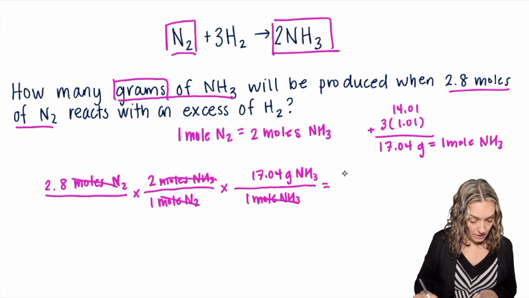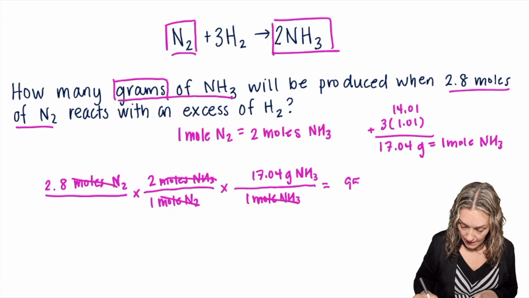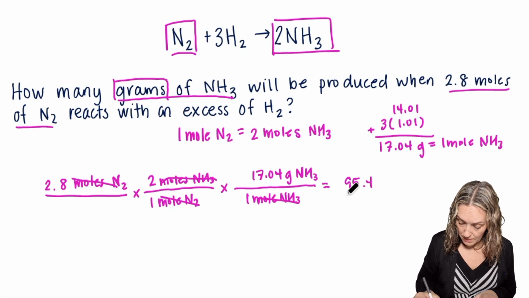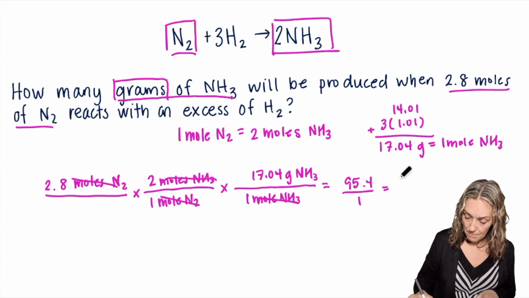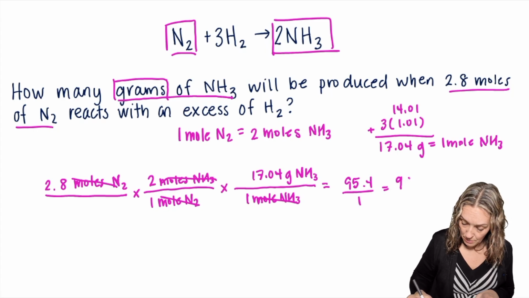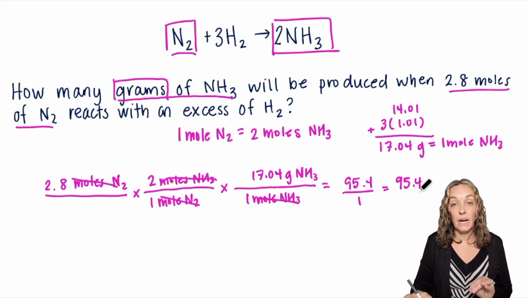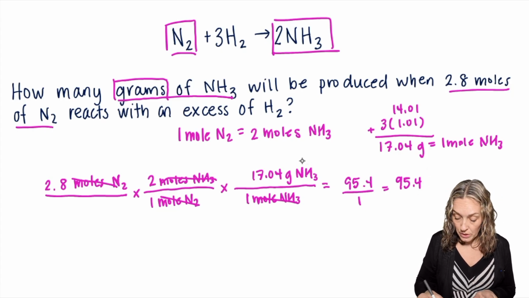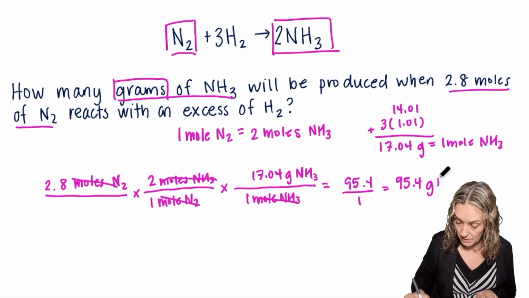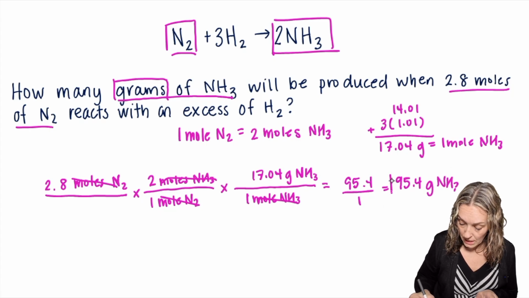When I multiply across the top, I get 95.4. When I multiply across the bottom, I get 1. I divide my top by my bottom, and I end up with 95.4. Now, it's important that we put a unit on that final answer. The only unit that didn't cancel out was grams, and specifically grams of NH3.